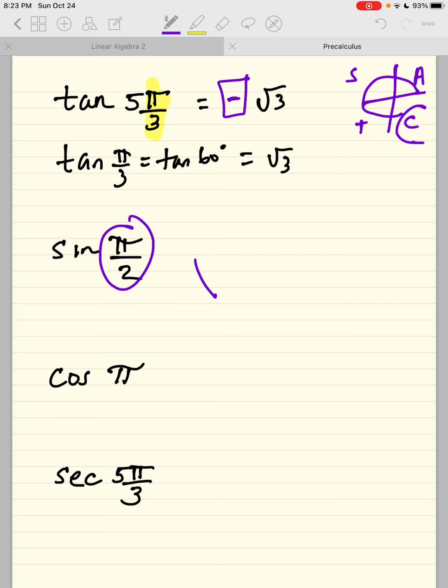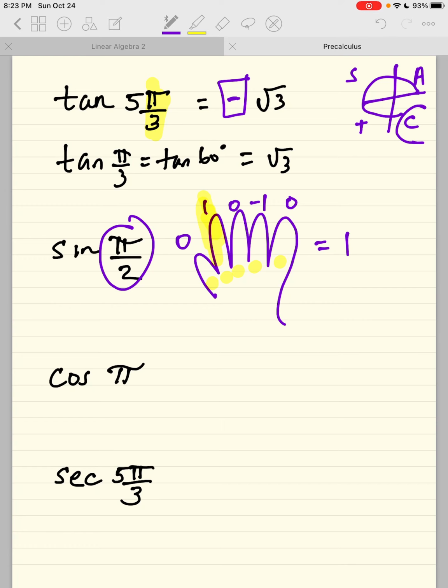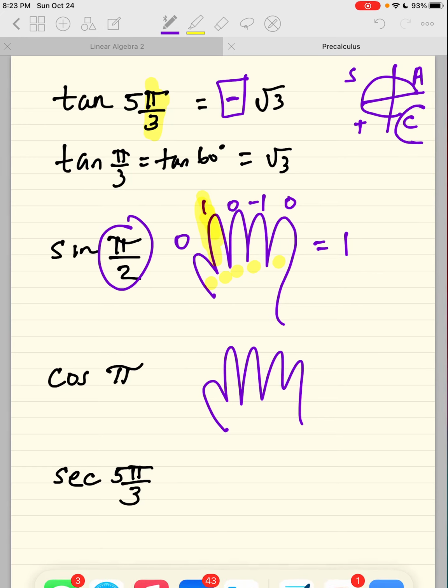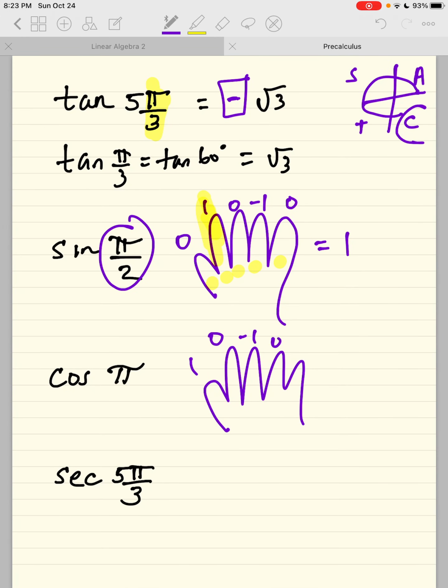Sine of 90 falls on my finger. 0, 1, 0, negative 1, 0. 90 is the second finger. Remember, it starts with 0. 0, 90, 180, 270, 360. So this answer is very simple. You should know sine of 90 degrees is 1. Cosine of 180. Cosine begins with 1, 0, negative 1, 0, 1. 180 degrees is the third finger. So that is negative 1.